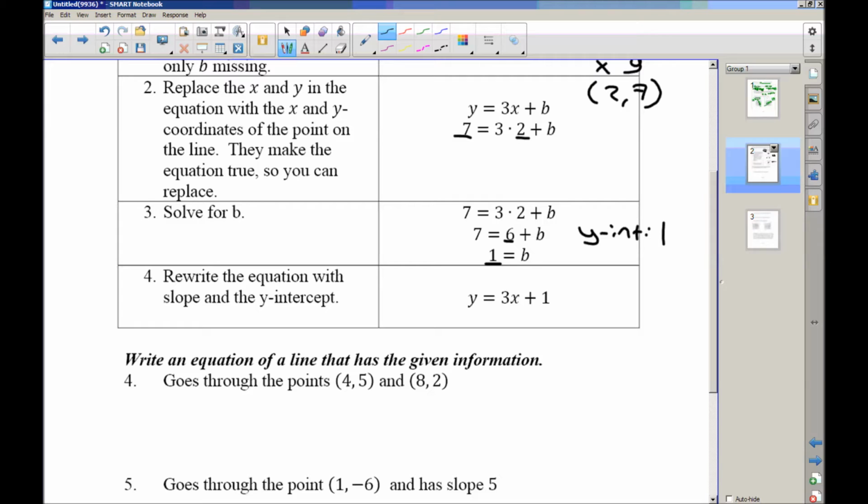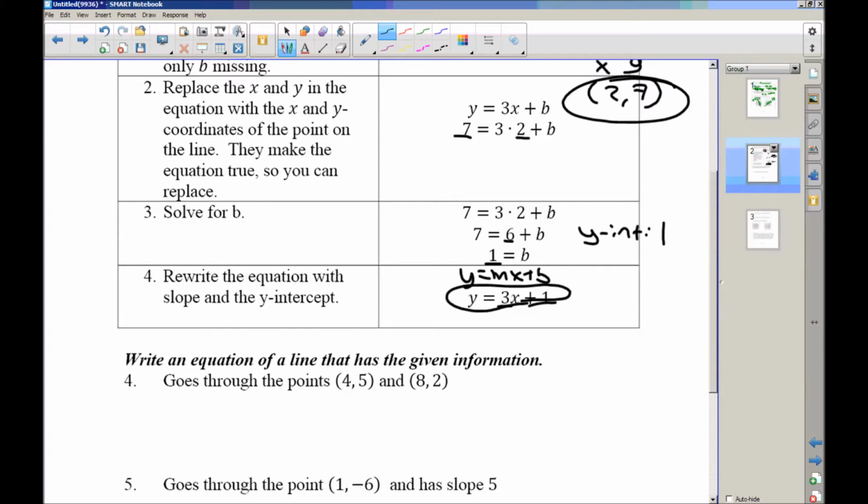Okay, and then rewrite the equation with both the slope and the y-intercept. So we are taking our mx plus b. We replace m with 3 and b with 1. And then we get our answer. So y equals 3x plus 1 is a line that has a slope of 3 and goes through the point 2, 7.